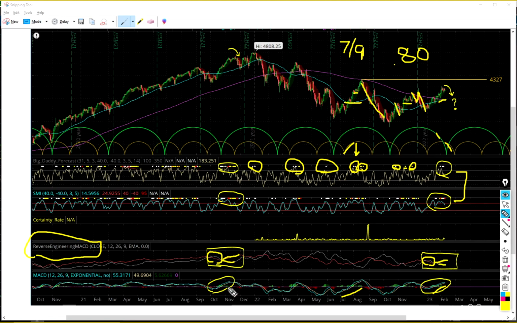Now let's look at the SMI. It comes from below the middle line, rises up, comes up and touches. Look what we got: it comes from below the middle line, comes up, and right now it's touching, as of this video today, Wednesday, February 8th, 2023. They're touching. So, very, very similar scenarios.